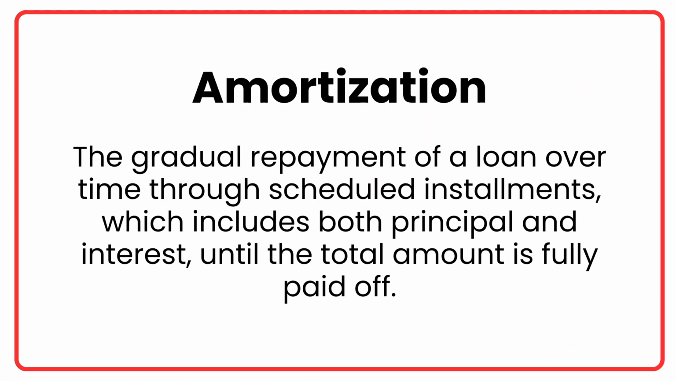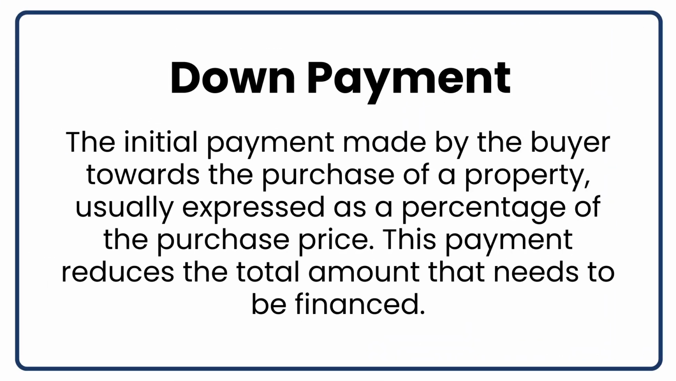Amortization. Amortization is the gradual repayment of a loan over time through scheduled installments, which include both principal and interest until the total amount is fully paid off. Down payment. The initial payment made by the buyer towards the purchase of a property, usually expressed as a percentage of the purchase price. This payment reduces the total amount that needs to be financed.